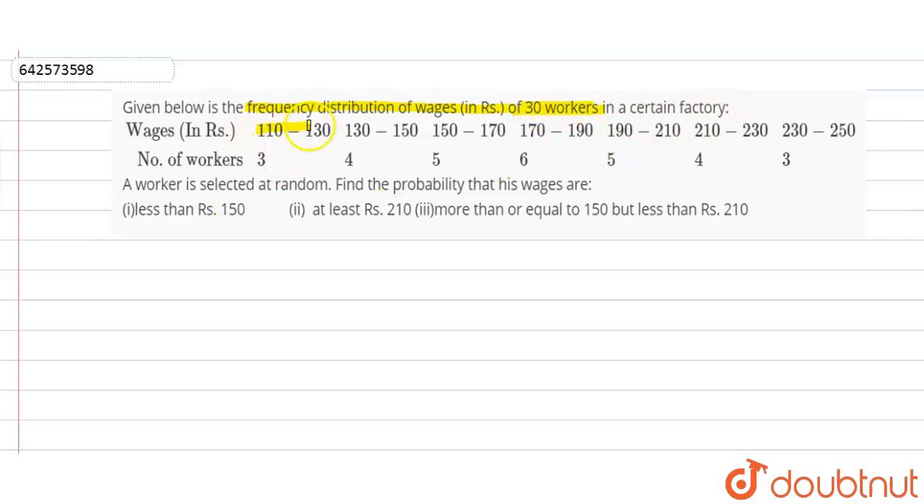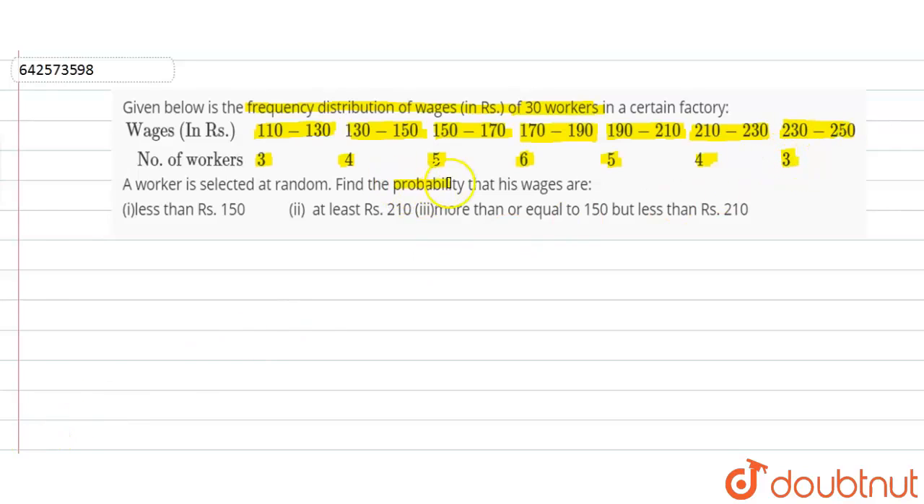Given below is the frequency distribution of wages of 30 workers in a certain factory. From rupees 110 to 130 there are 3 workers. Similarly, 130 to 150 there are 4 workers, 150 to 170 there are 5 workers, and 170 to 190 there are 6 workers. Similarly, from 190 to 210 we have 5 workers, from 210 to 230 we have 4 workers, and from 230 to 250 there are 3 workers.